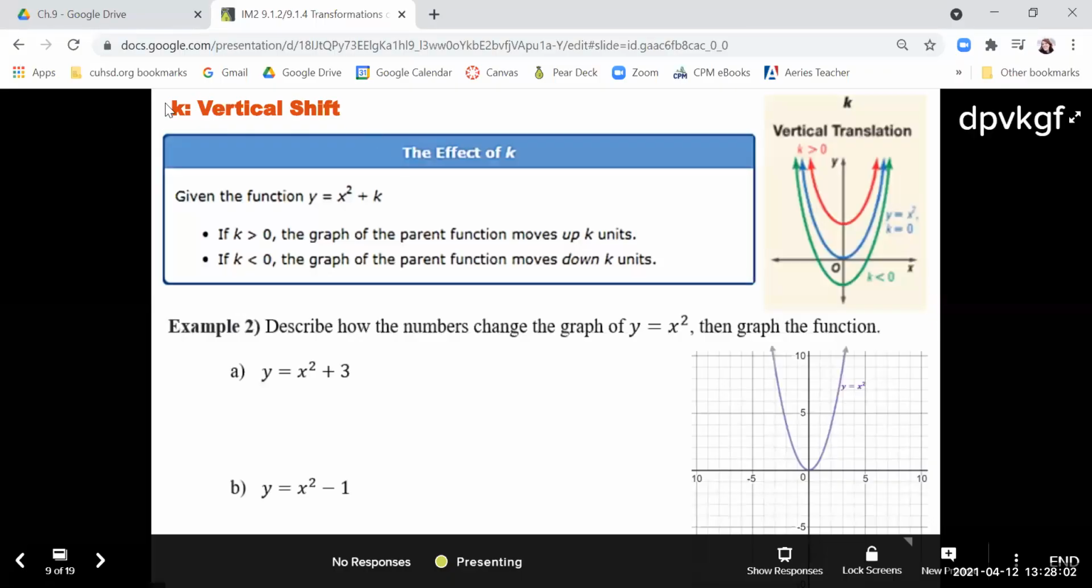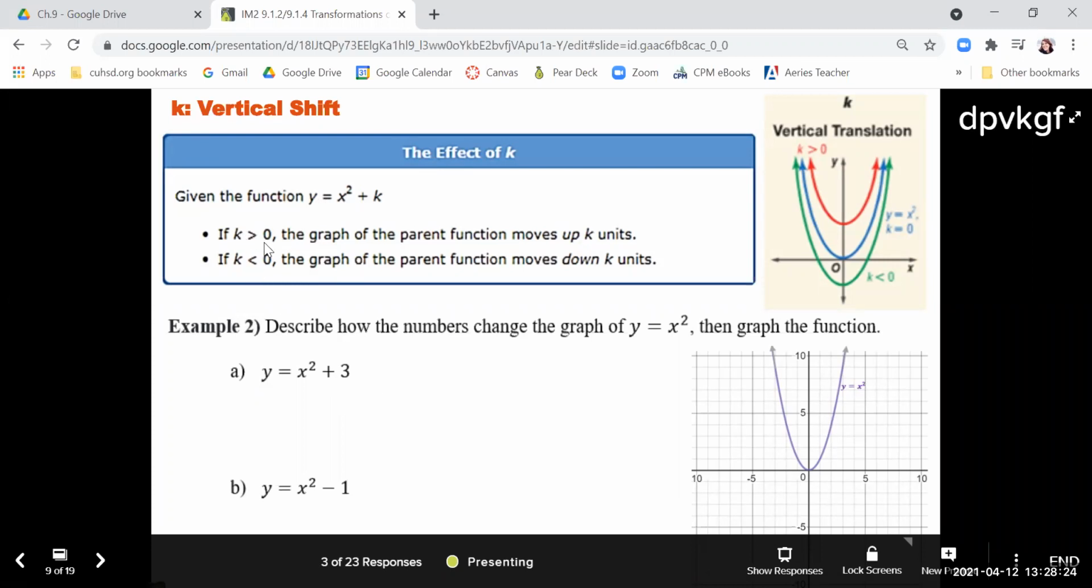Okay, so now we're going to look at K. What happens when we adjust our K value in our vertex form? This is a vertical shift. So what's now happening is y equals x squared plus K. The K is an adjustment outside of the squared term rather than inside like the H. So with K, it's actually more straightforward.